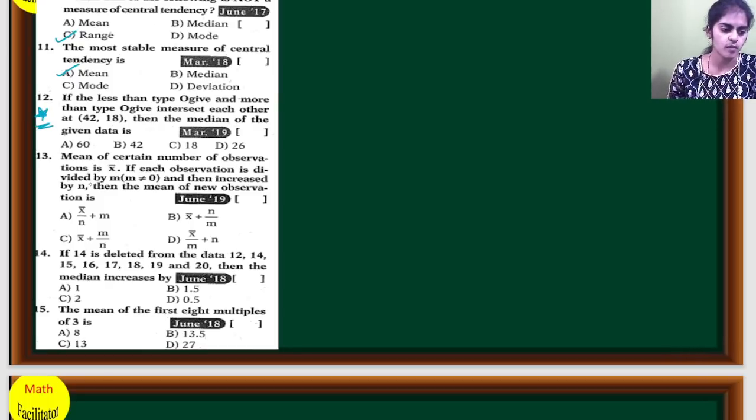Mean of a certain number of observations is x bar. If each observation is divided by m, then increased by n, the new mean will be how much? It is divided by m and increased by n. So the mean of the old observations, if I take sigma x by n, number of terms, so n x bar is sigma x.